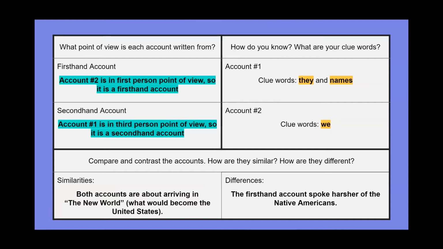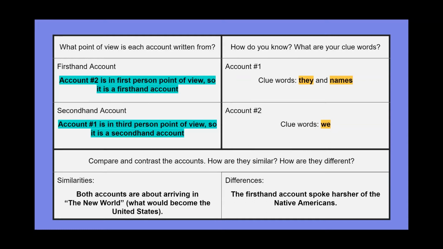Our top left is our question of what point of view is each account written from. Our first-hand account is written in first-person point of view, and the passage that is in first-person point of view was our second one, account number 2. Because it's in first-person point of view, it's our first-hand account. Our second-hand account is written in third-person point of view. Our passage that's in third-person point of view was account number 1, so that one is our second-hand account.